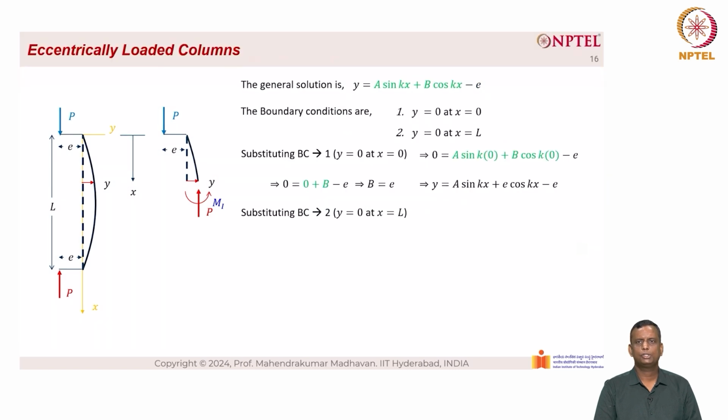Boundary condition 2, y equal to 0 at x equal to L. So 0 equal to A sin kL plus B cos kL minus e. Substituting B equal to e, we have 0 equal to A sin kL plus e cos kL minus e.